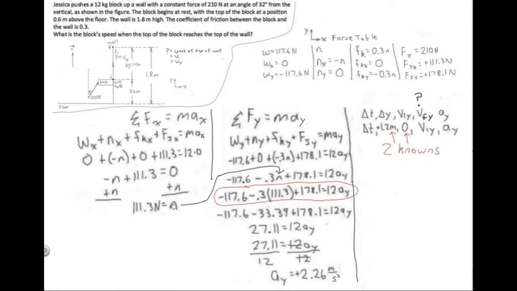Now, we substitute our value for n into the Newton's second law y equation. Once we've done that, now the Newton's second law y equation has only 1 unknown, a sub y, and we can now use algebra to solve this equation for a sub y. And we get the result that a sub y is positive 2.26 meters per second squared.